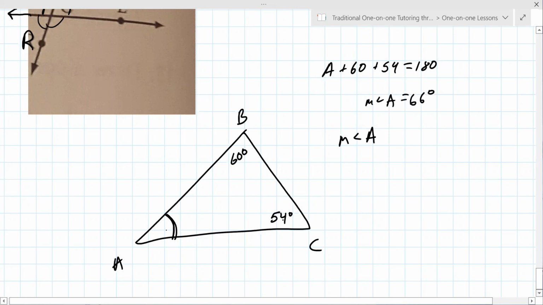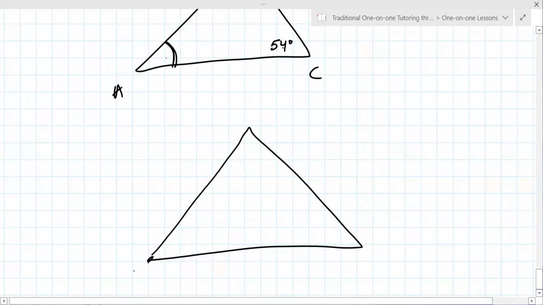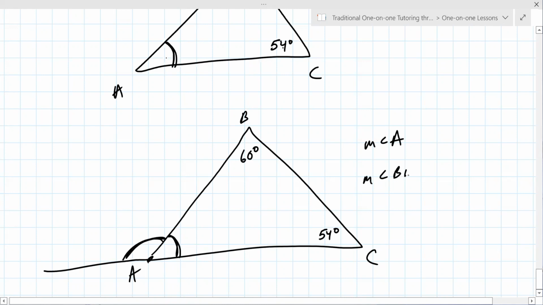But let me make a different picture, which is very similar. Here's A, here's B, and here's C. And we'll just put the same numbers in: 60 degrees, 54 degrees. What is the measure of angle A? Well, now, is it that one or is it the one right next to it? We don't know. Okay. But if I say, what's the measure of angle BAC?